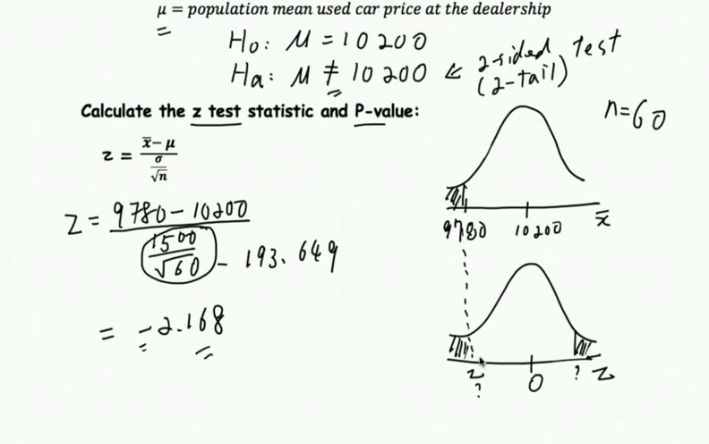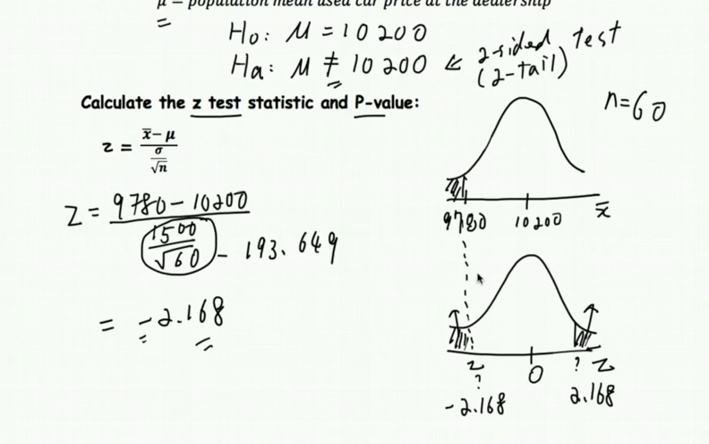This negative z value goes here. So this is negative 2.168. Because we are doing a two-sided test, we are going to have another z. This is the positive. So the idea is if you get a negative z, you just flip it, get rid of the sign, and you have a positive z, and then your p-value will be the sum of this left tail and right tail. So let's find out what the area lying to the left of negative 2.168 is.